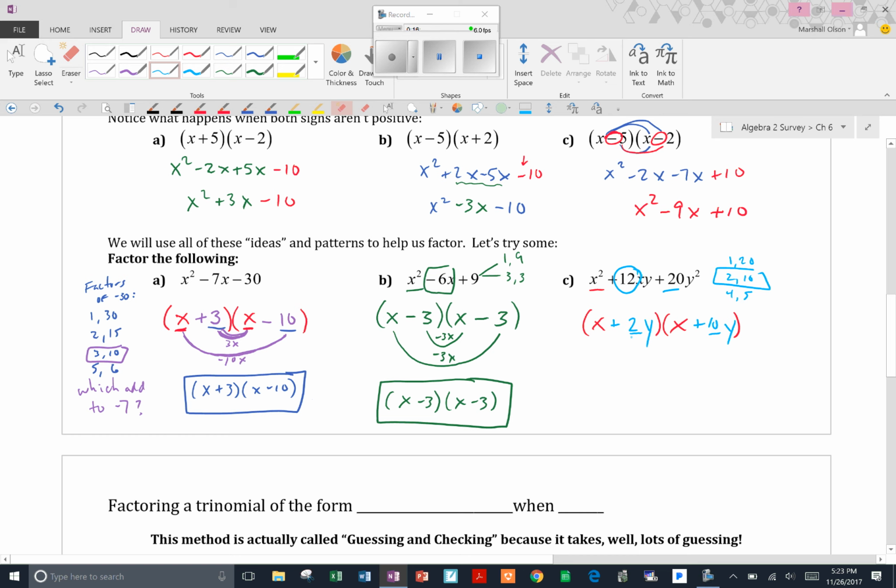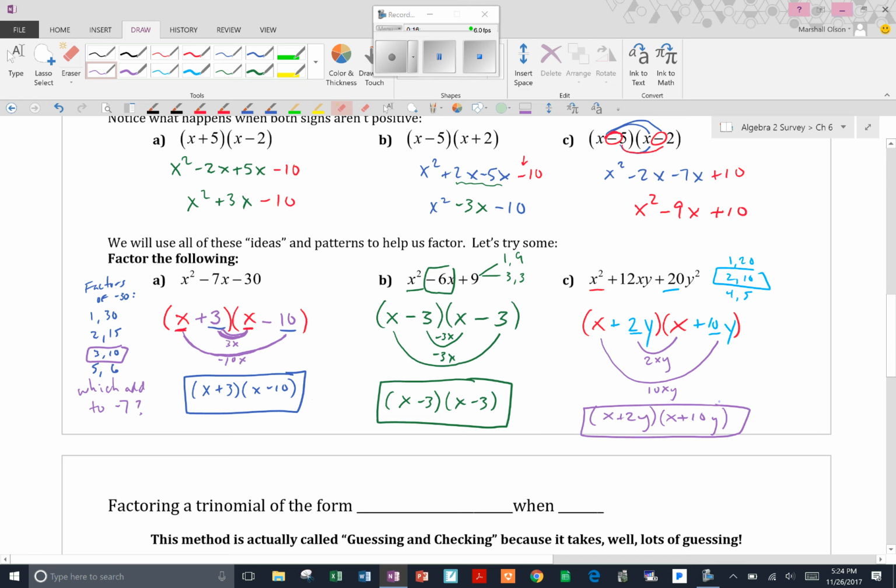I'm just going to do a quick check here with my little rainbows underneath here. 2xy, and then we've got 10xy. And if I add those together, it gives me the 12xy right there. So we just basically checked by foiling it out, kind of a quick way. So that's our answer. I'm going to go ahead and write it again. x plus 2y, x plus 10y. Those are our two factors right there.